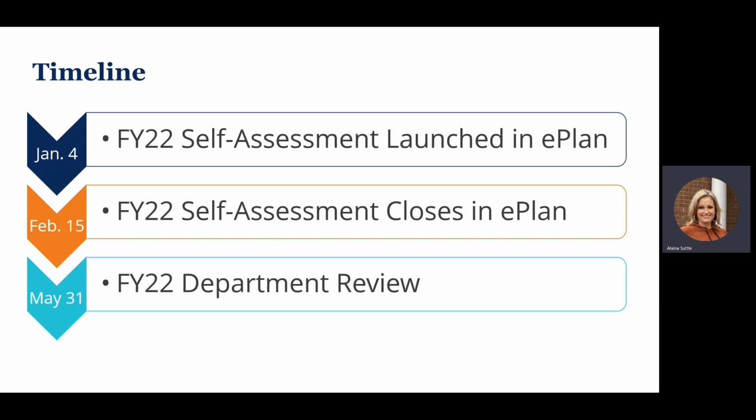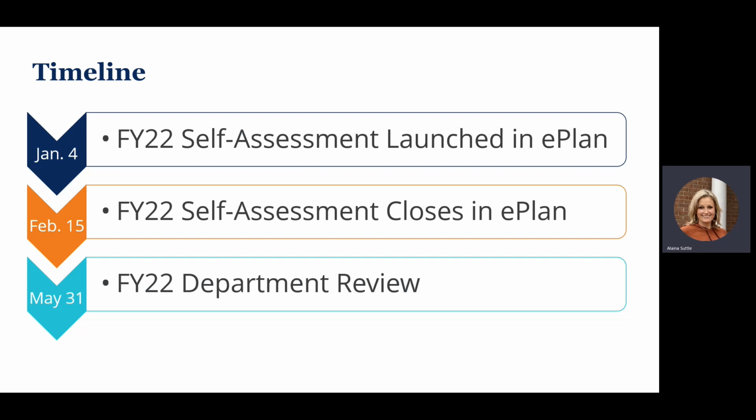As I'm sure you all have noticed, January 4th was the official FY22 self-assessment launch in ePlan, with a due date of February 15th. The department will conduct our reviews on May the 31st. If an LEA must request an extension to the submission deadline, please reach out via email to elena.settle@tn.gov. In your request, please include a new proposed deadline that is reasonable and ambitious, as well as the reason for the request. All written requests will be considered within 2 business days, and the user who made the request will receive a reply via email.